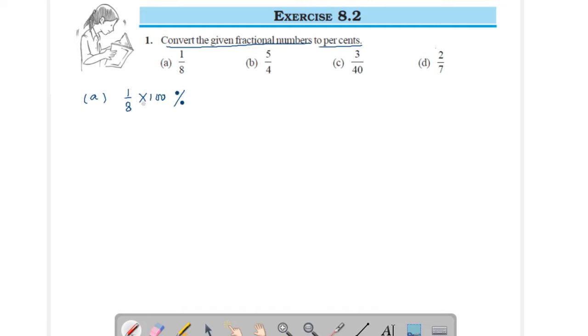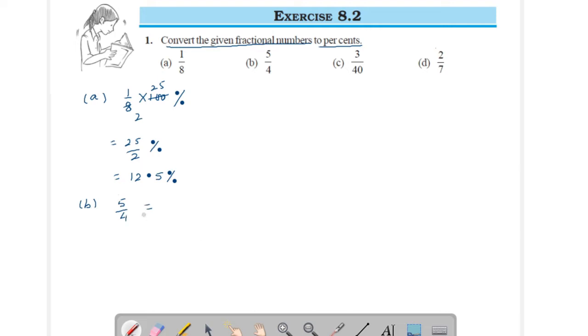Simplify it. Divide it by 2. 4 into 8, and by 4, it is 25 upon 100. Or this can be written as 25 upon 2 percent. It can be written as 12.5%. This is your answer. Now B part.